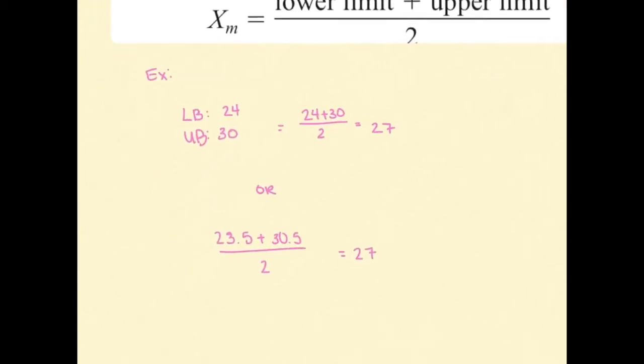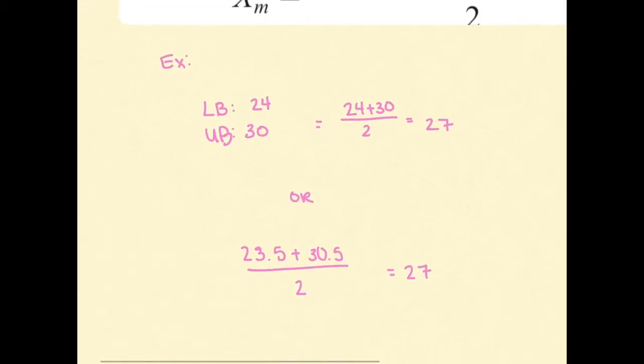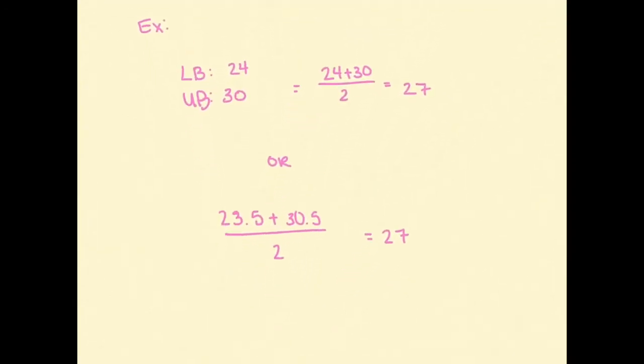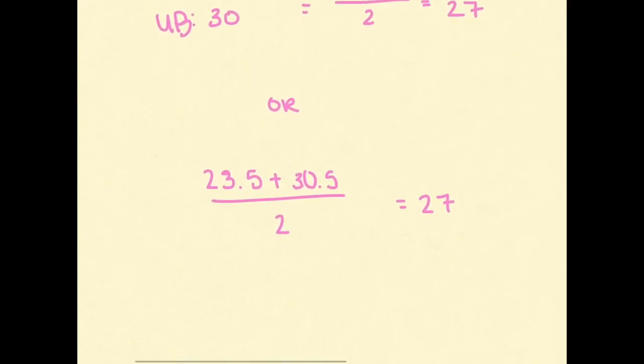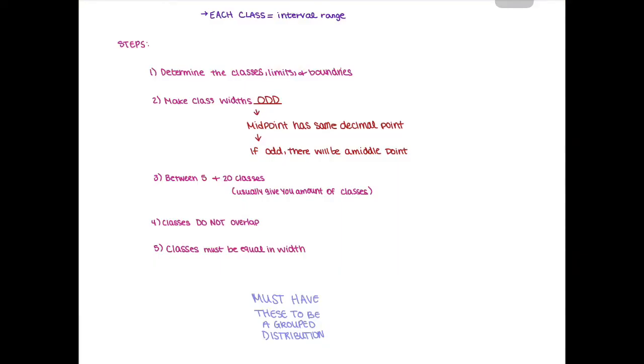For example, if the lower boundary is 24 and the upper boundary is 30, you would add 24 and 30 and divide it by 2, which would equal 27, which would be your midpoint. Or you could do the lower limit and the upper limit, where the lower limit would be 23.5 and the upper limit would be 30.5. You add them and you divide it by 2 and you also get 27. If it's odd, there's always a guaranteed midpoint.